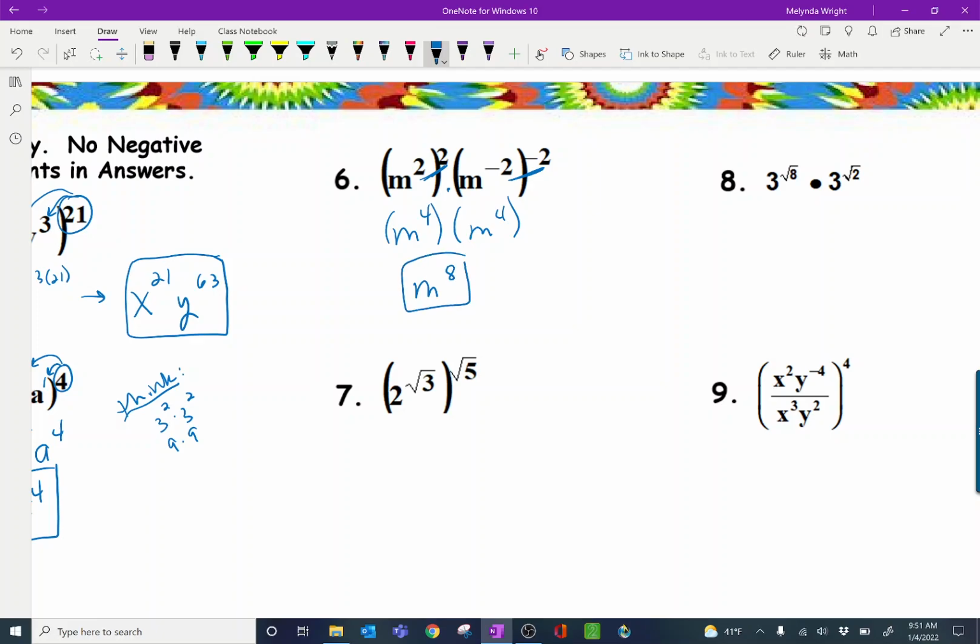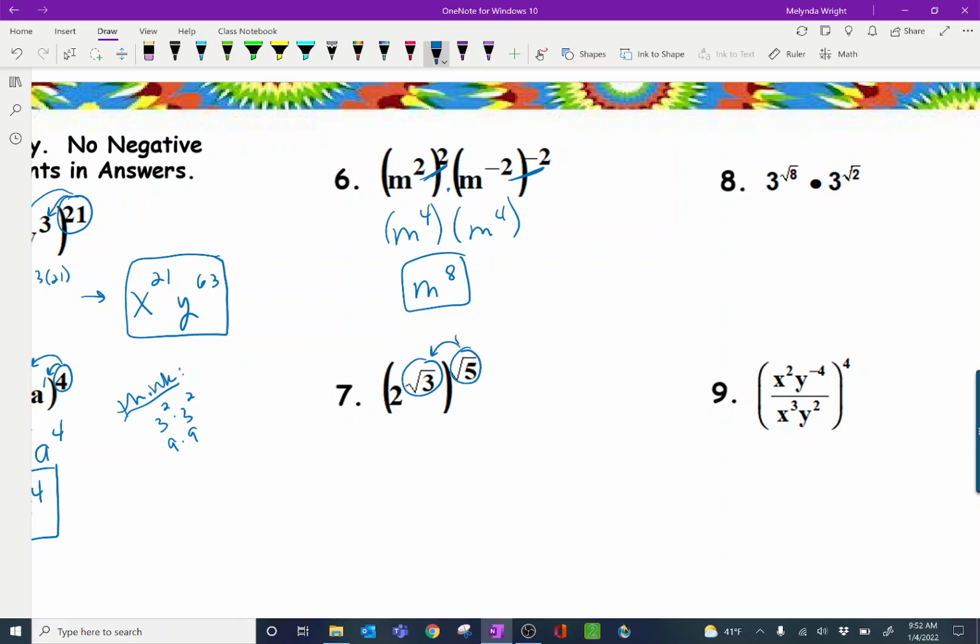I hope you can see how totally confusing this could be if you don't have the rules down solid. And you've got to have them down solid, or you might think, oh, well, that's m to the 16th. Well, no, it's not, because they're being multiplied together. The common bases are being multiplied together. It's not a power to power scenario. So just be cautious. Here, it's a power to power.